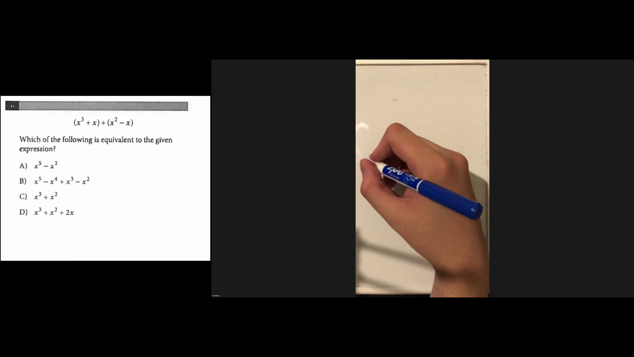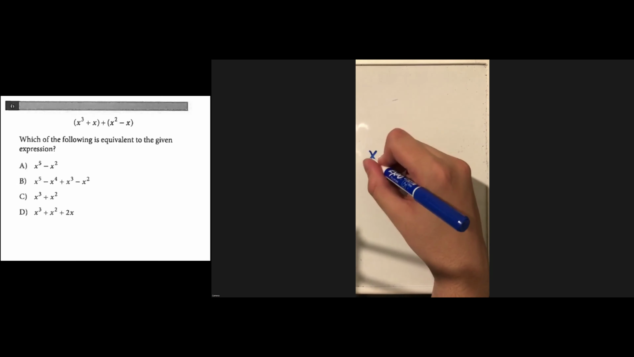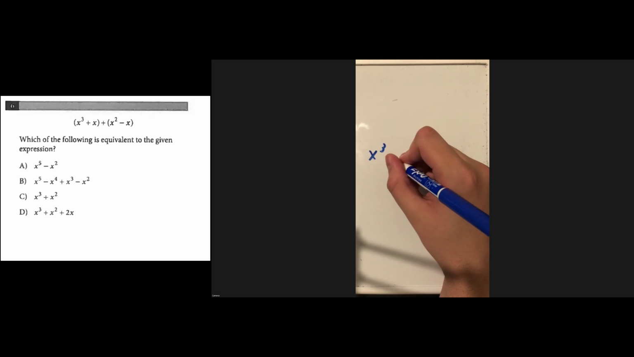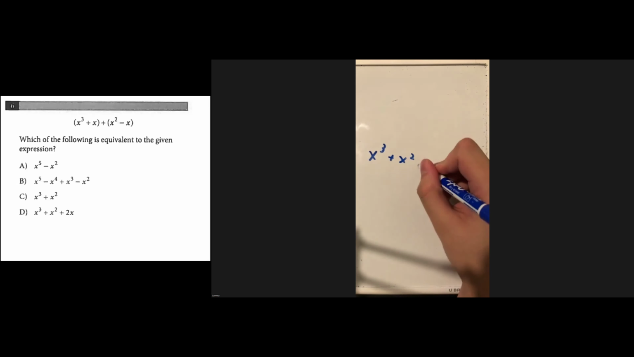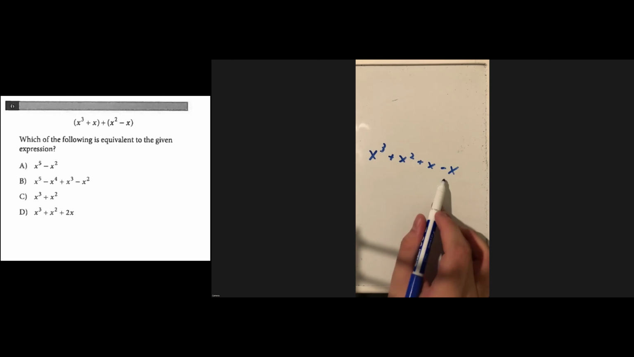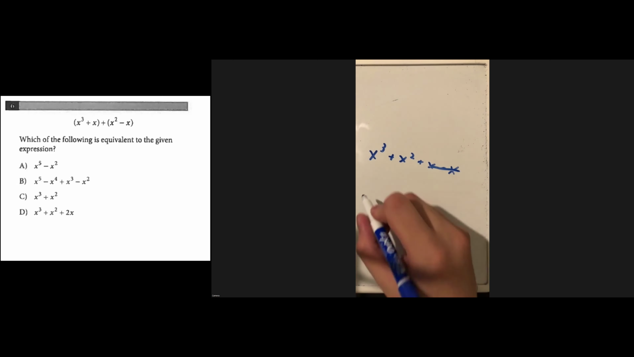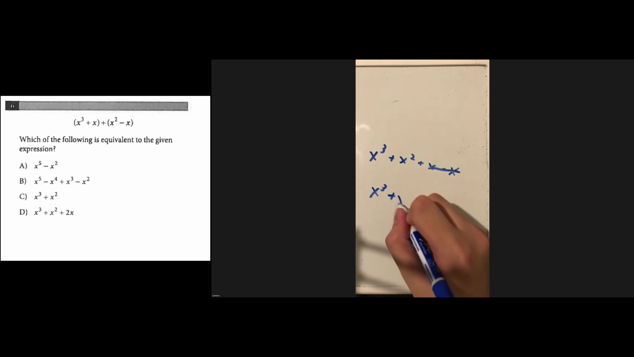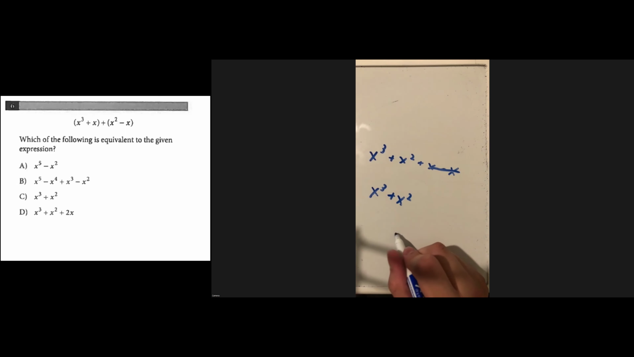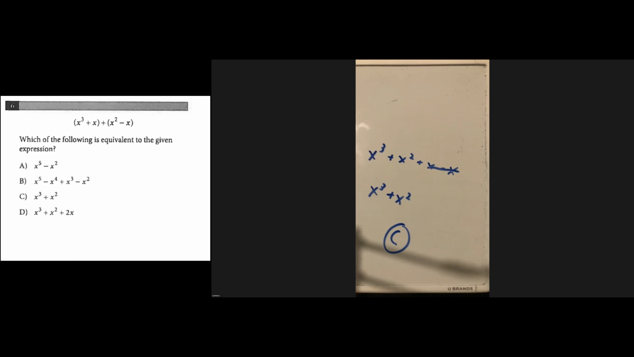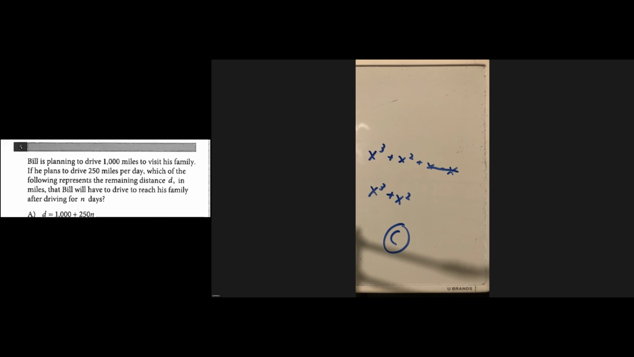Okay, we have x cubed plus x squared minus x. So we can just add them together. So x cubed plus x squared plus x minus x. This plus x and minus x cancel out. So we just have x cubed plus x squared, which is answer choice C. Oh wait, I just realized I accidentally skipped question 5. Sorry about that.